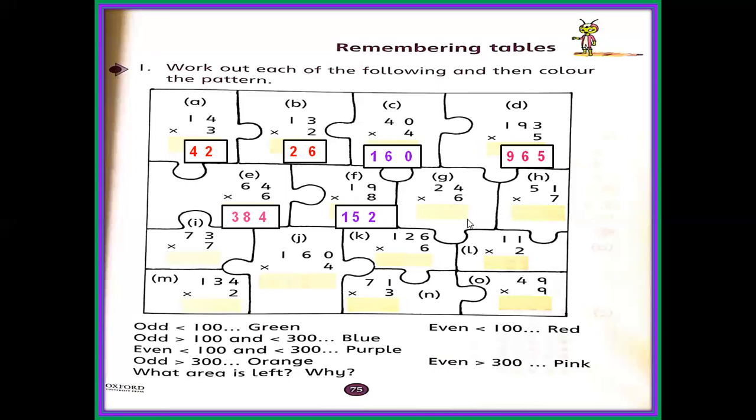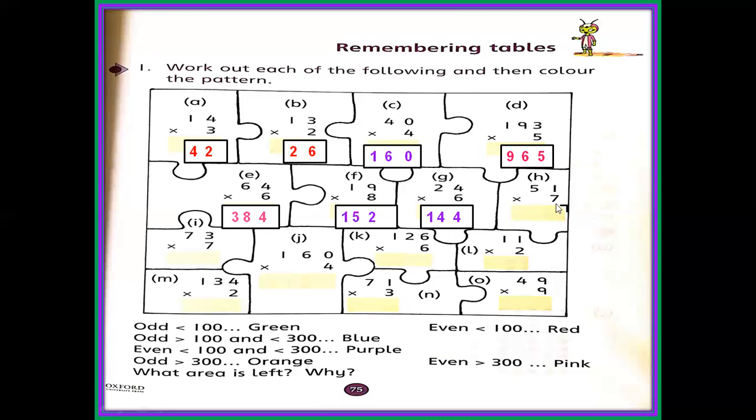24 multiply 6. 6 fours are 24. 4 ones are 4, 4 twos are 8, 4 threes are 12, 4 fours are 16, 4 fives are 20, 4 sixes are 24. So write 4 here and 2 will go to add into next. 6 twos are 12 plus 2, 14. So 144. 24 multiply 6, what is the answer? 144.